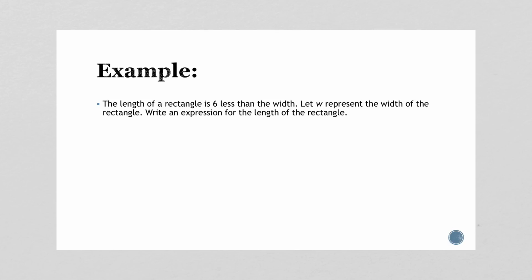Okay, the length of a rectangle is 6 less than the width. So if I have a width, that's that. Probably wrote that a little bit backwards, but that's okay. So here's my width. I got it flipped over on its side. It says the length is 6 less than, so this would be W minus 6 right here. Let W represent the width, write an expression for the length. So here's my length right here. It's 6 less than.